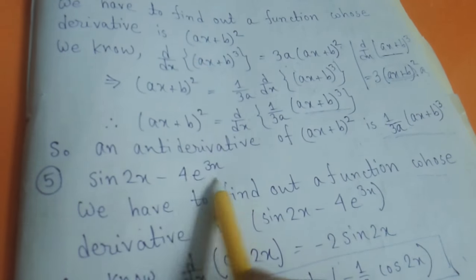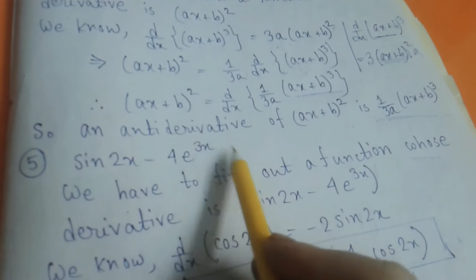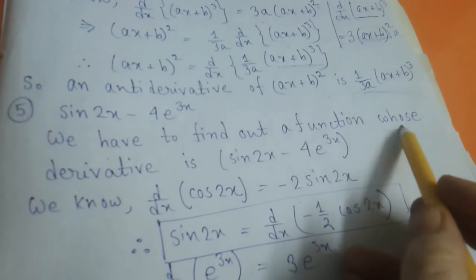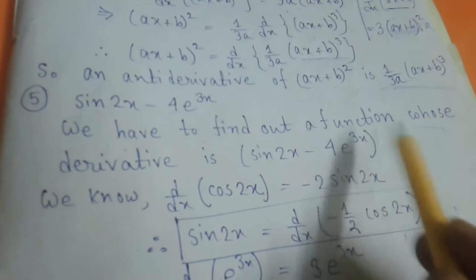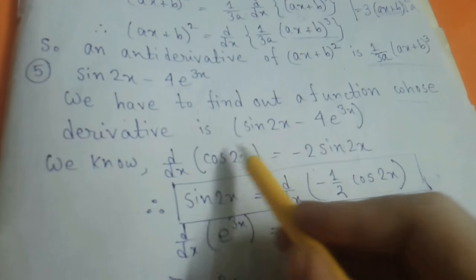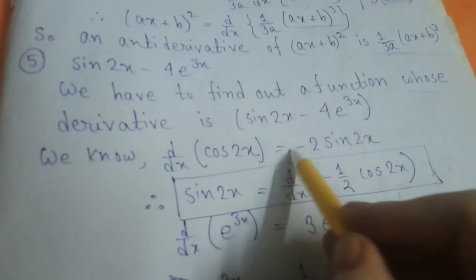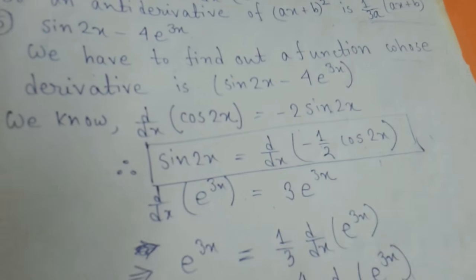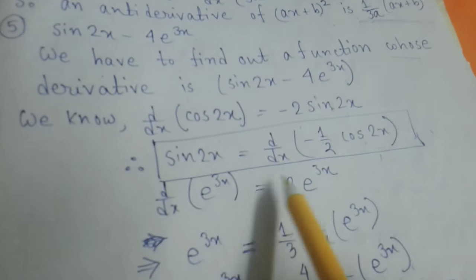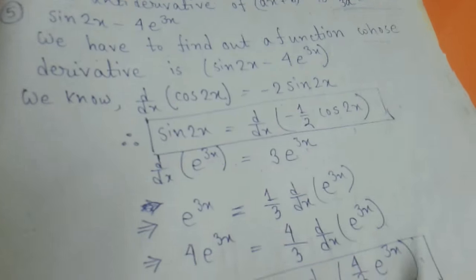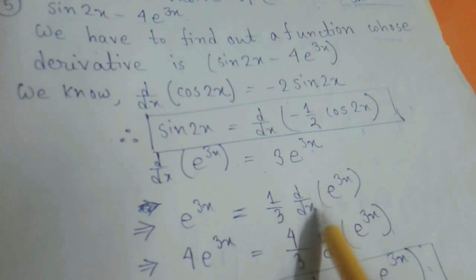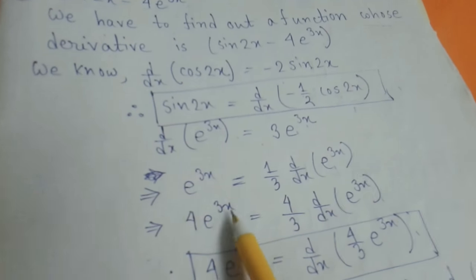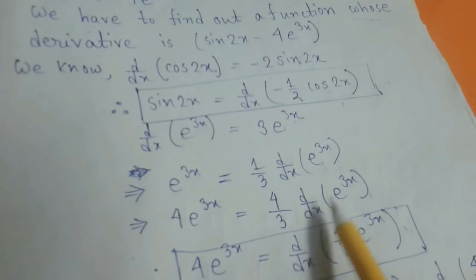Next, sin 2x minus 4 into e to the power 3x. We have to find an antiderivative of this function. So we have to find out a function whose derivative is sin 2x minus 4 into e to the power 3x. Now, we know d/dx of cos 2x equals minus 2 sin 2x. So, sin 2x equals d/dx of minus half into cos 2x. And also d/dx of e to the power 3x equals 3 into e to the power 3x. That is e to the power 3x equals 1 by 3 into d/dx of e to the power 3x. That is 4 দিয়ে multiply করলে 4 into e to the power 3x equals 4 by 3 into d/dx of e to the power 3x.